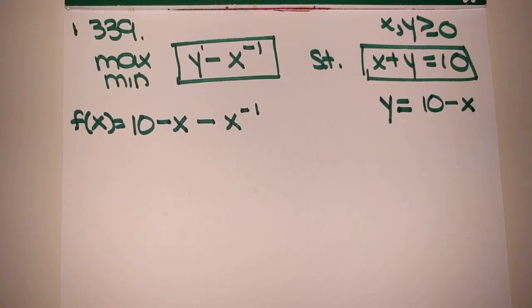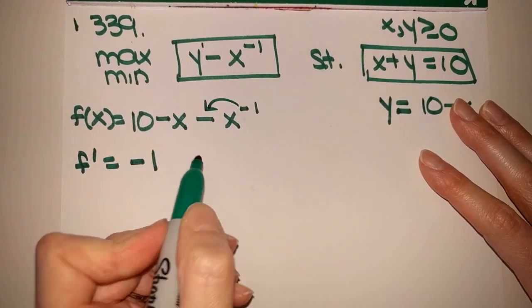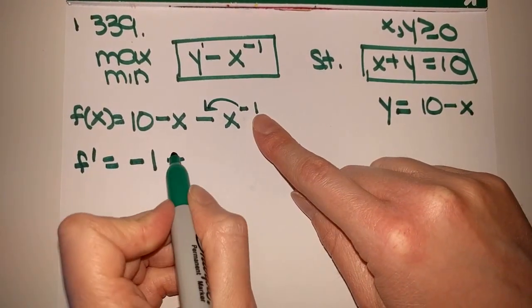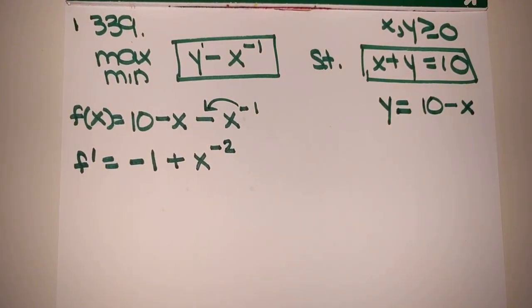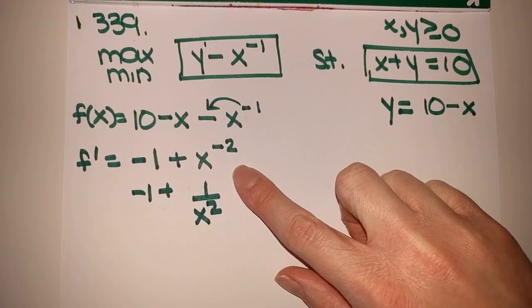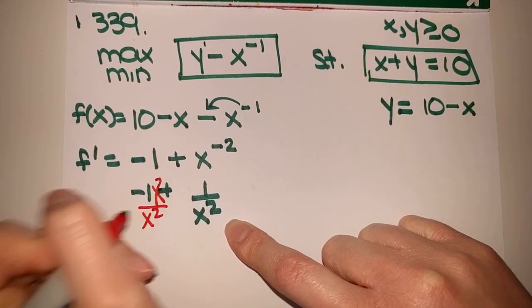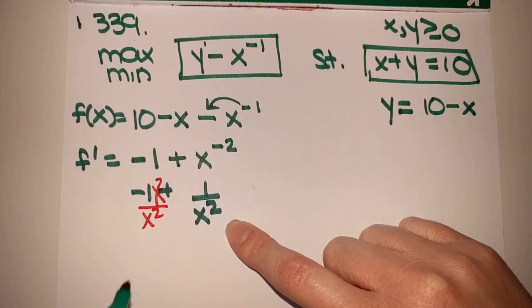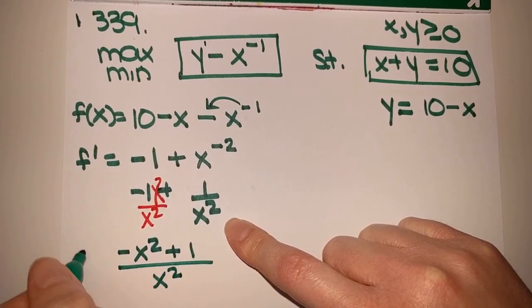So at this point, we're really just in the first derivative test idea. So we are going to take our first derivative. The 10, of course, is going to go to 0. Then we have negative 1, bring down the negative, so we have a negative times a negative, giving us a positive x to the negative 2. Now, just like we did with the first derivative test, our negative exponent we're going to rewrite as a positive in the denominator. And then we're going to get a common denominator by multiplying by x squared over x squared for the first term. So that gives us negative x squared plus 1 over x squared. And that is our first derivative.